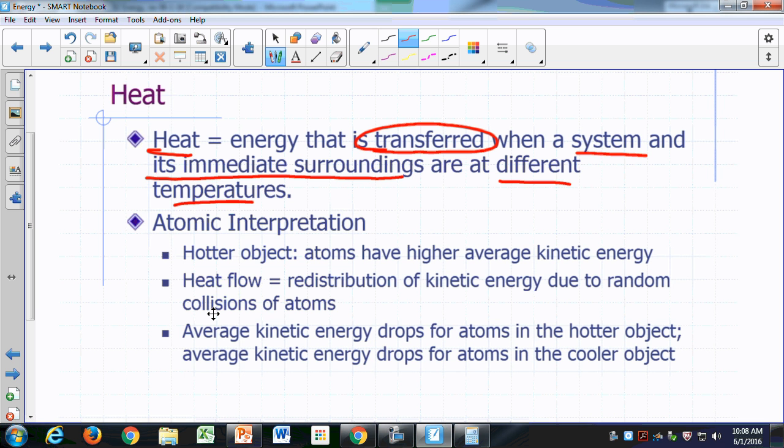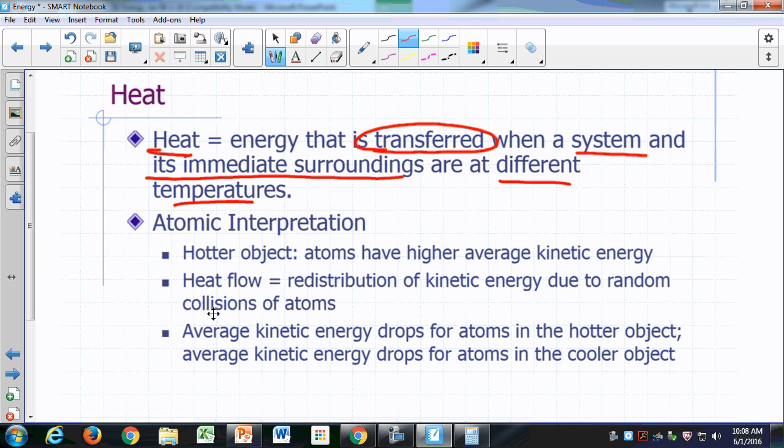So it's a transfer of energy that results when two things in contact are not at the same temperature. When you put something hot next to something cold, then energy transfers from hot to cold. That energy that's transferred is called heat. Okay? How do we interpret that in terms of what's going on in the atomic world?